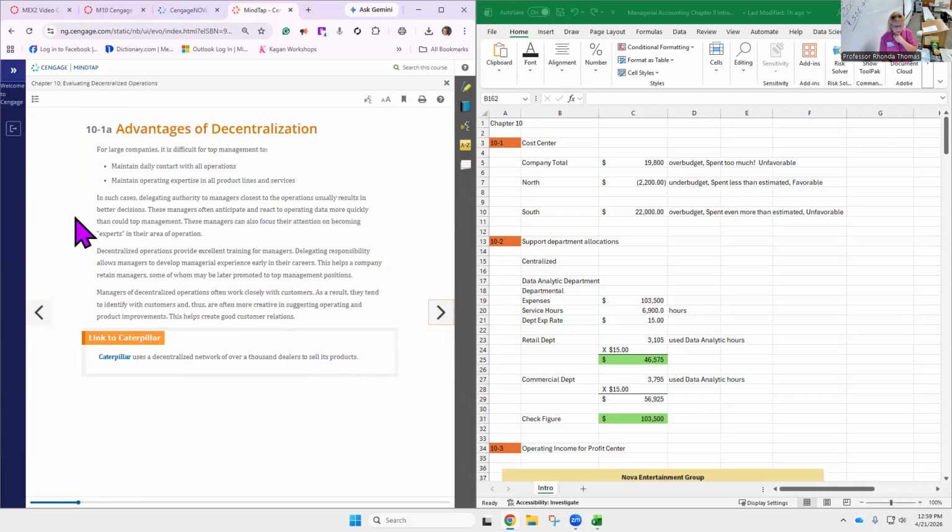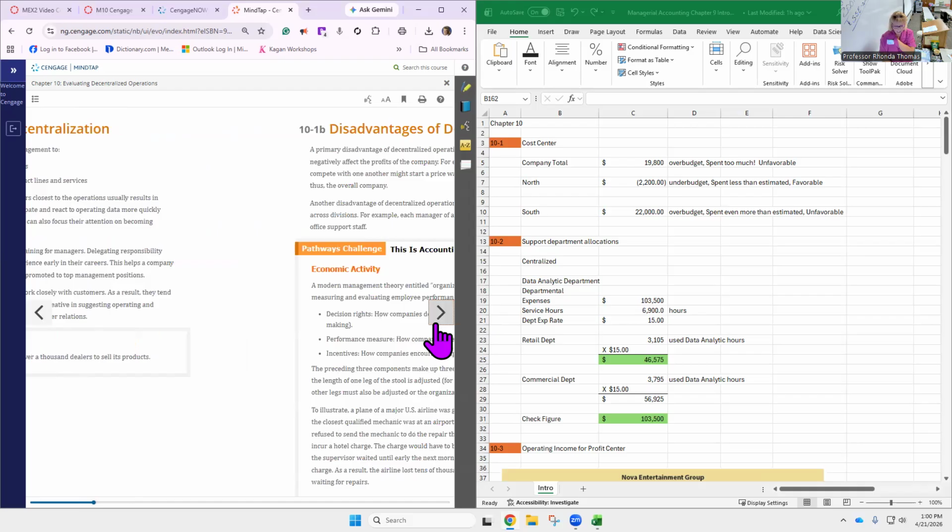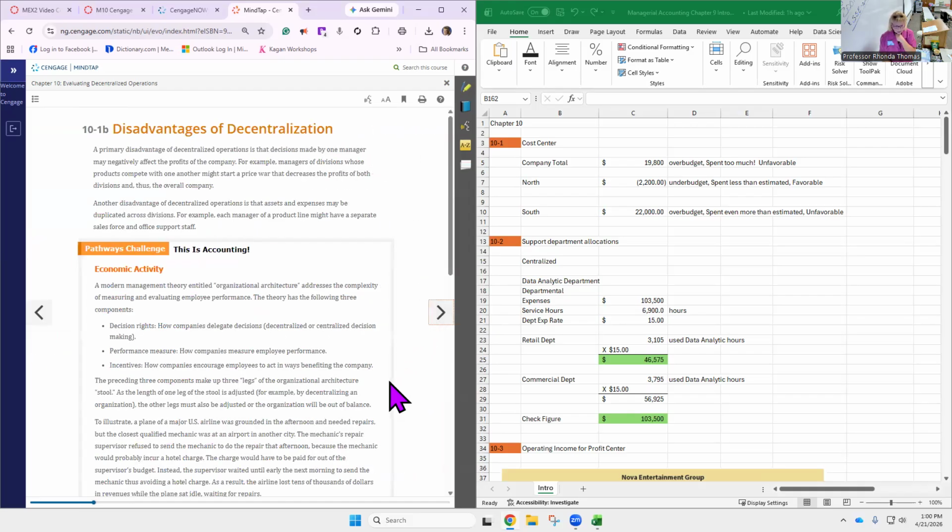But having said that, there are advantages of decentralization, because sometimes it's hard for top management to really know what's best, especially if they're not in that location. So, maintaining daily contact with all operations and maintaining operating expertise in all product lines and services. That is an advantage of decentralization. But there are some disadvantages. Sometimes you can have a lot of competition between divisions, which can make for less collaboration, right? So one division against another, and so forth.